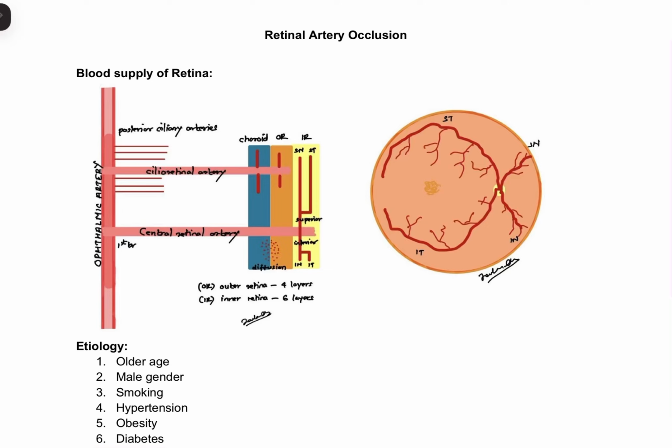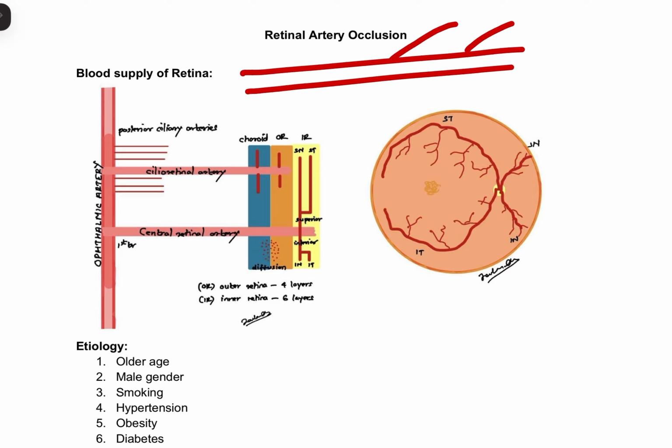So hello everyone. Today we will be discussing a new topic called retinal artery occlusive disease. So what is retinal artery occlusion? You have the retinal artery and its branches, right? Whenever there is an embolus or a thrombus which blocks these and obstructs the blood supply to the retina, that is what we call retinal artery occlusive disease.